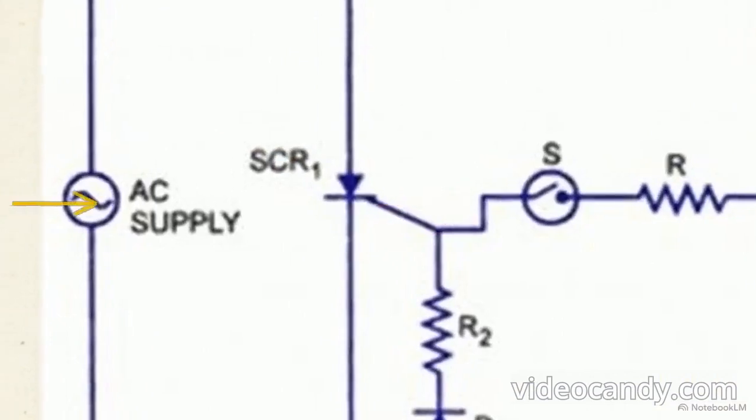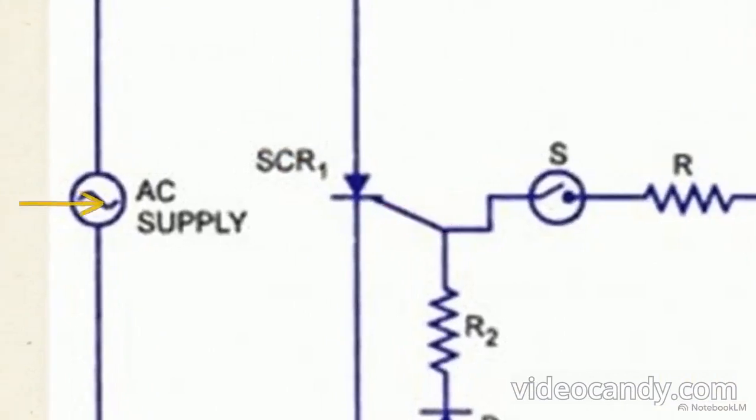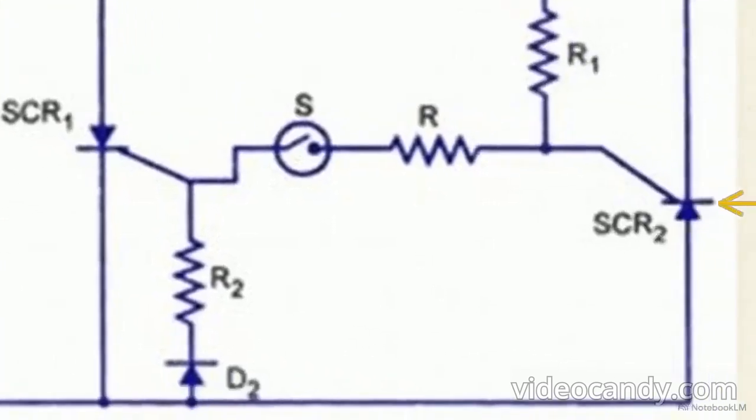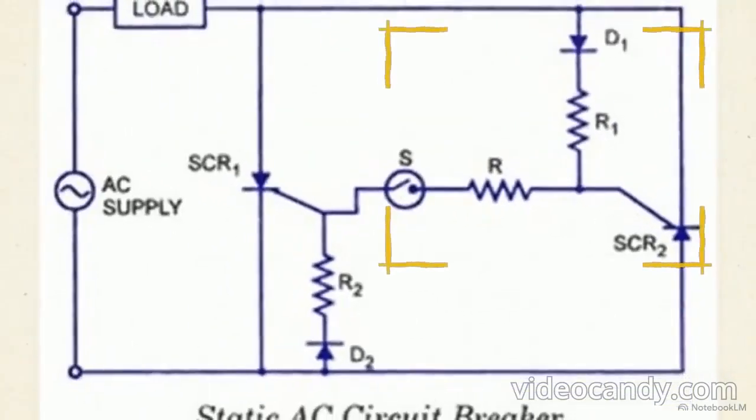A gate signal allows SCR1 to conduct during the positive half cycle. Because it is connected to an alternating current, it will naturally turn off the moment the current drops to zero. As the voltage polarity reverses for the negative half cycle, SCR2 receives its gate current and begins conducting. Notice the right side of this circuit. This is the auxiliary commutation path.